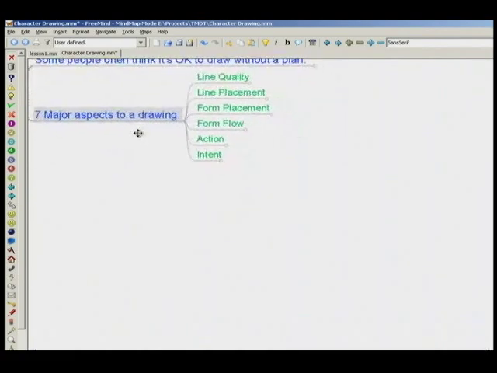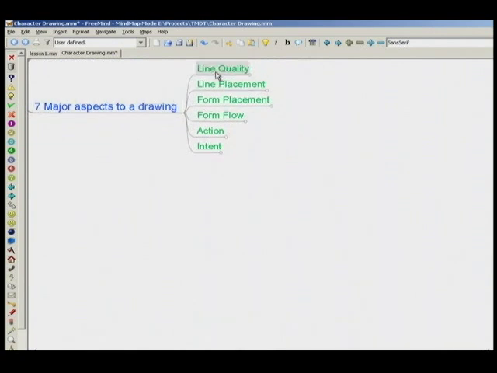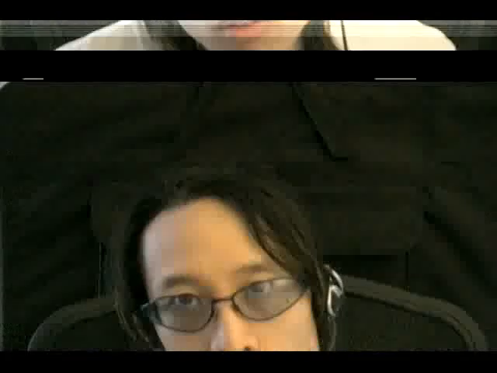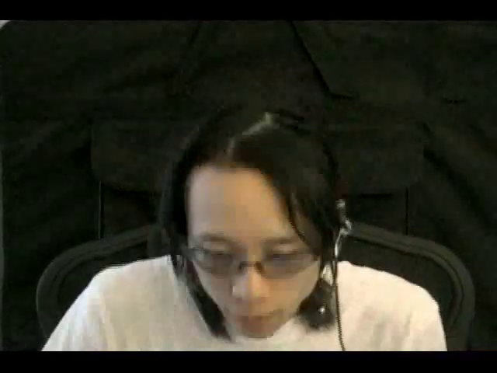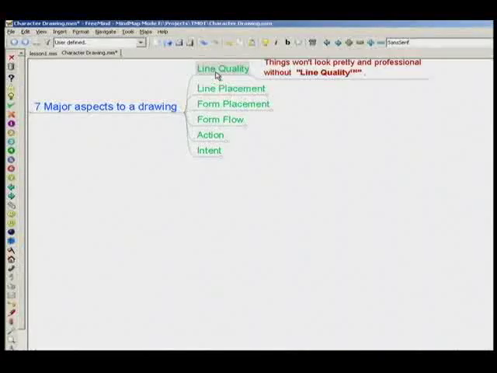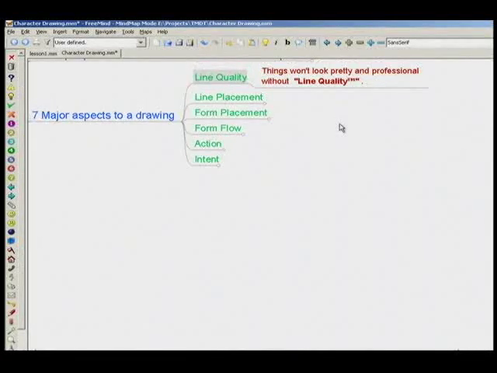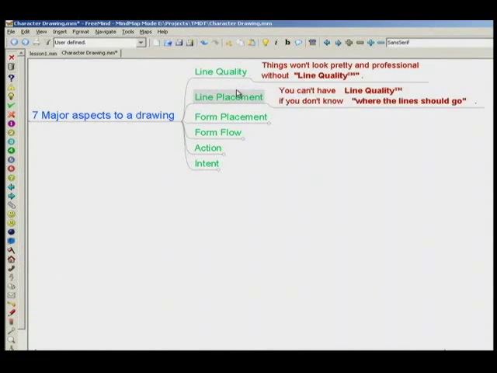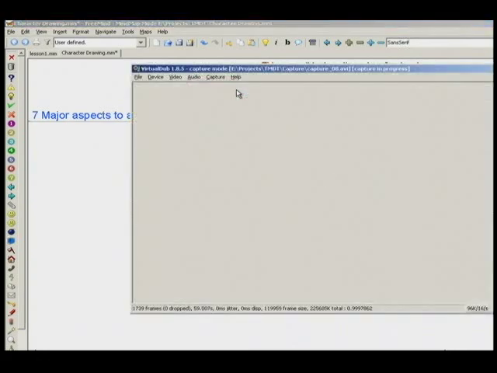Now, every time I'm on online forums, people like to talk about line quality, how nice those lines are, how nice they swoop and how nice they curve. I'm not so obsessed about line quality. They think things won't look pretty and professional without it, but I'm not so obsessed about line quality as I am obsessed about line placement, because you can't have nice line quality if you don't know where the line should go.